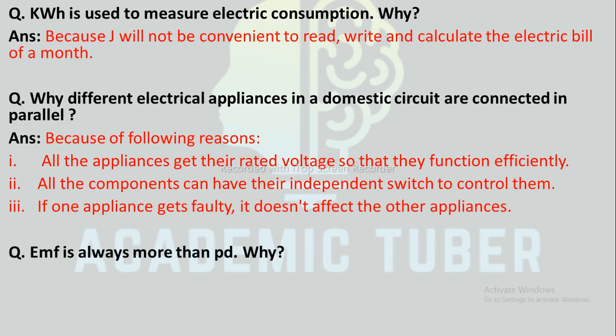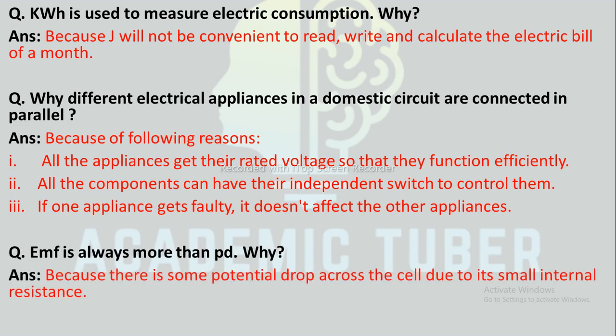Next one, EMF is always more than PD because there is a potential drop across the cell due to its small internal resistance. By this, we have completed the notes of this unit, electricity.